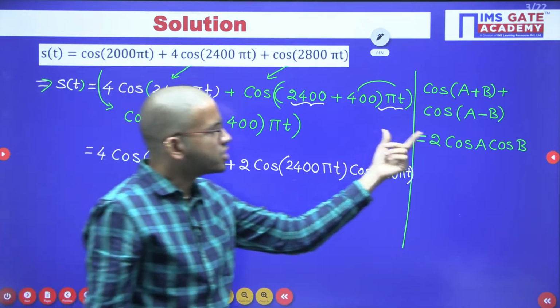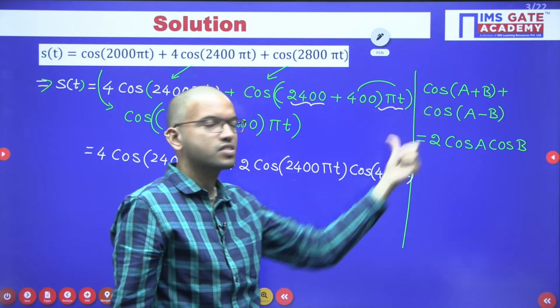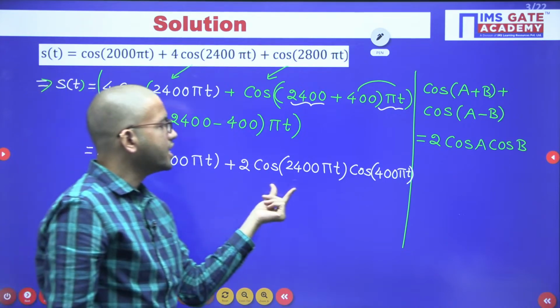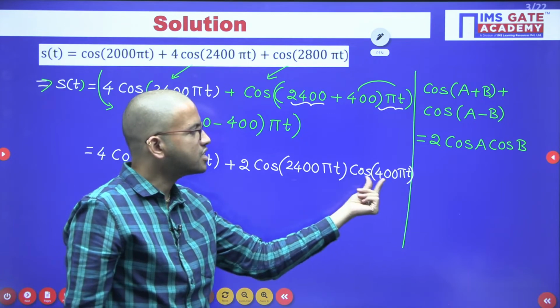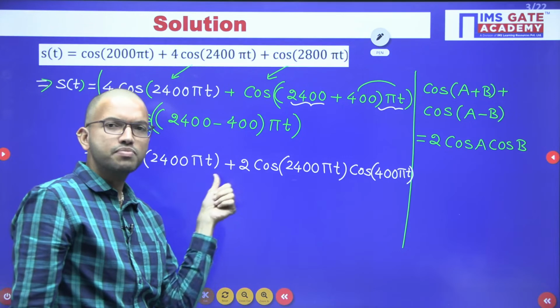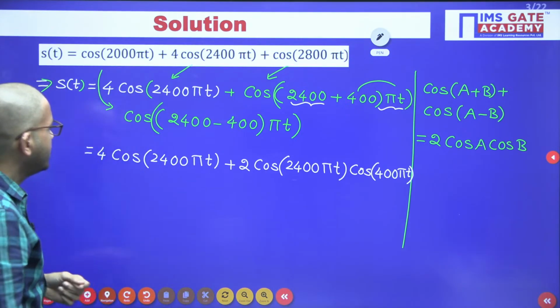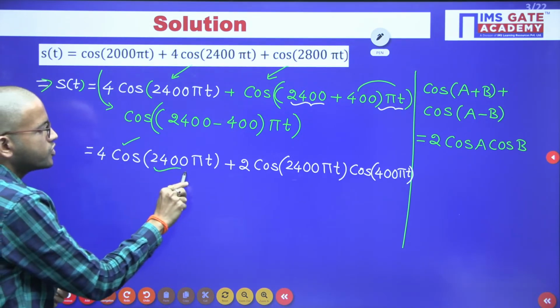By using this trigonometric equation, 2 cos A cos B is nothing but cos sum plus cos difference. So here we are having cos sum plus cos difference. That one we can write as 2 cos A cos B. Here A is nothing but 2400 pi t, B is nothing but 400 pi t. Now can we take anything common from these two terms? Just observe. Yes, we can take here cos 2400 pi t.